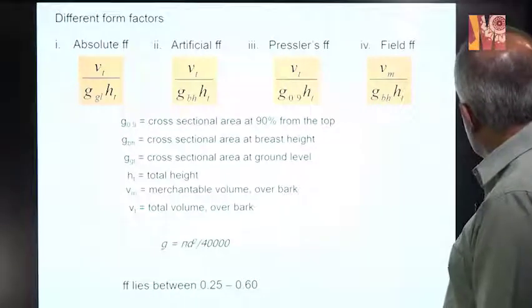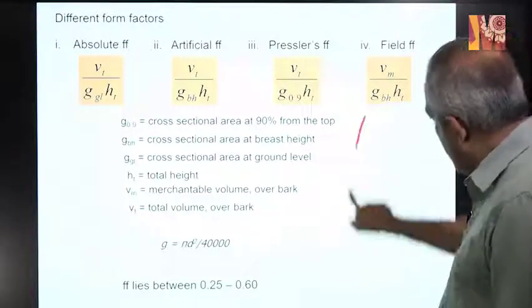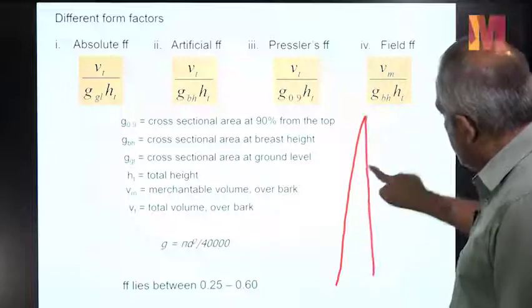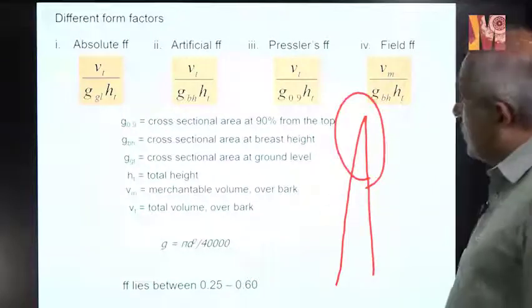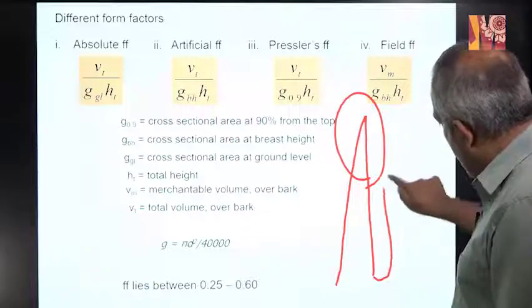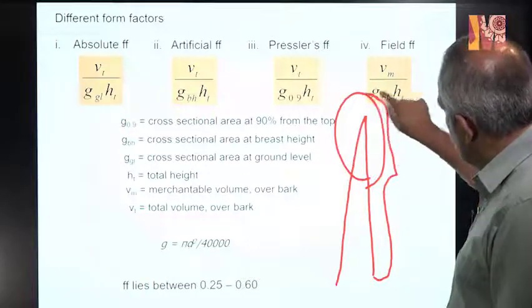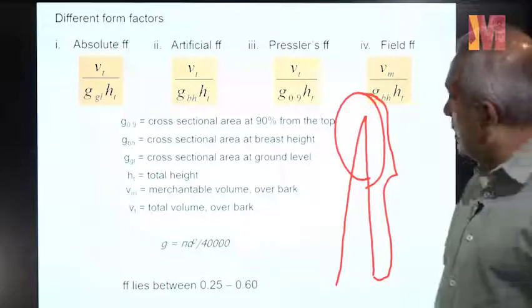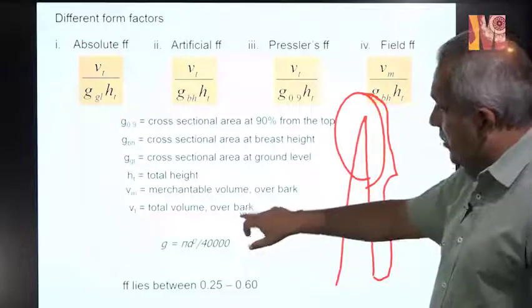Now, if you look at a stem again, if this is the tree, total volume is the volume of the stem from the ground or from the base to the highest growing point. This is what we call the total volume.